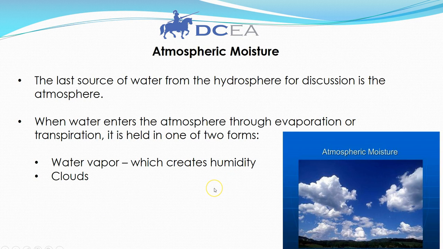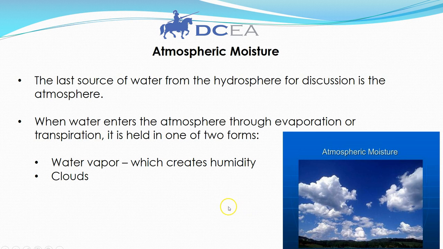The last source of water from the hydrosphere for discussion is the atmosphere. When water enters the atmosphere through evaporation or transpiration, it's held in one of 2 forms. It will be there in water vapor, which creates humidity. And think of mornings where it's drizzling or it's foggy, and also in clouds.